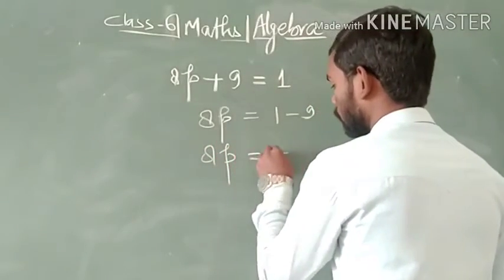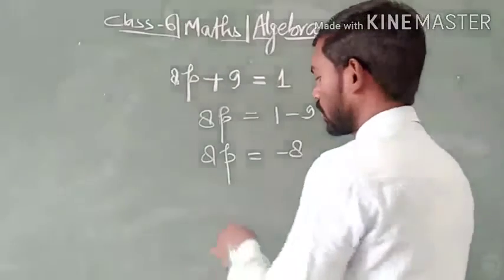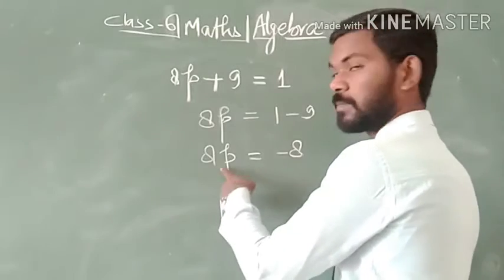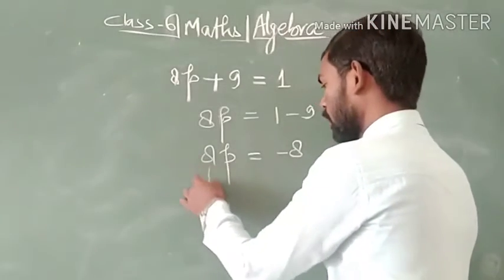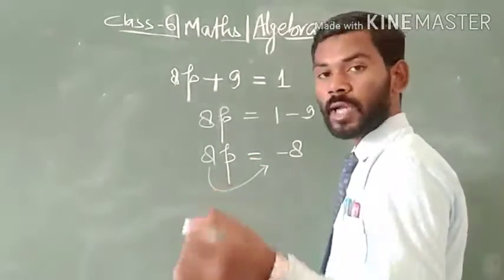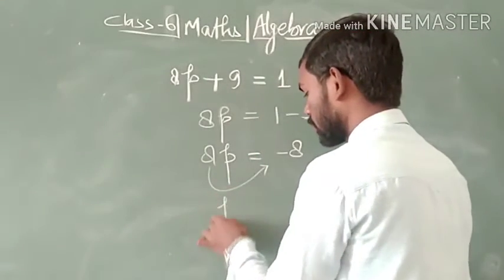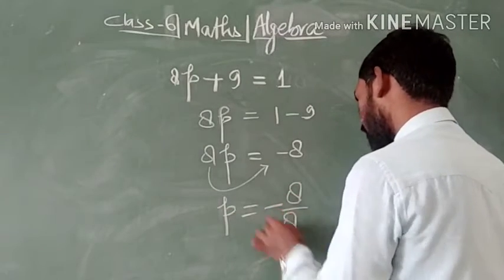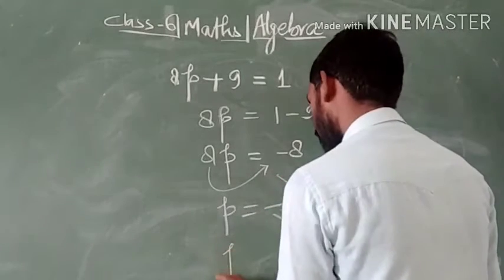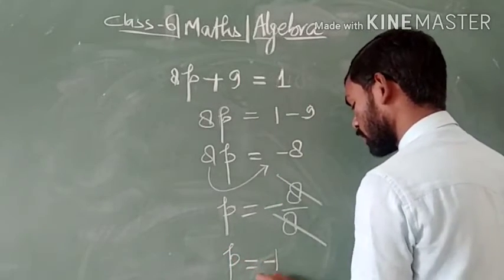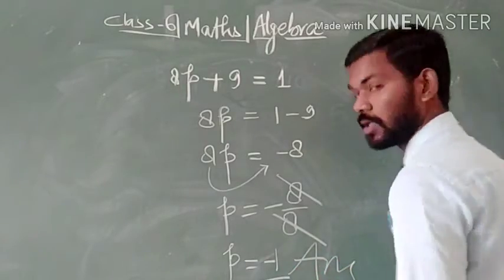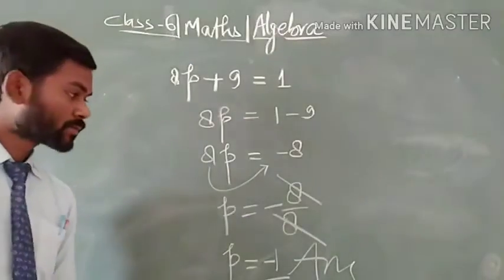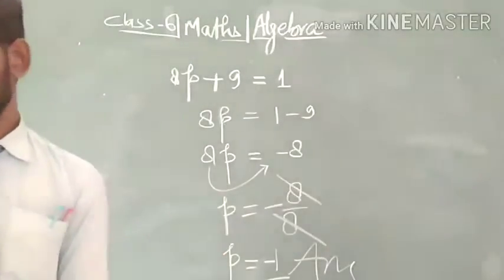And here we get 8p is equal to minus 8, and in the next step, here we can see that 8 is multiplied with p. So when we transfer 8 to the right hand side, we get p is equal to minus 8 upon 8, so here we get p is equal to minus 1, which is the required result. Okay, student? So in this way we can solve such questions.